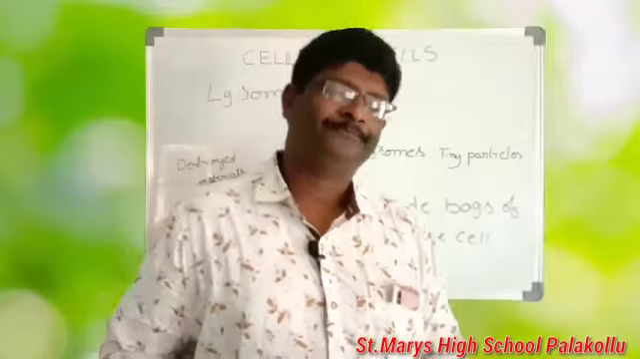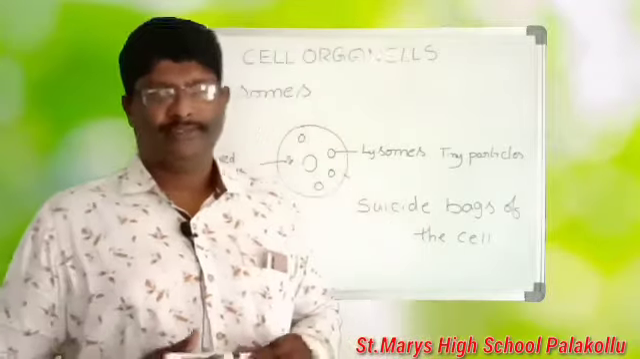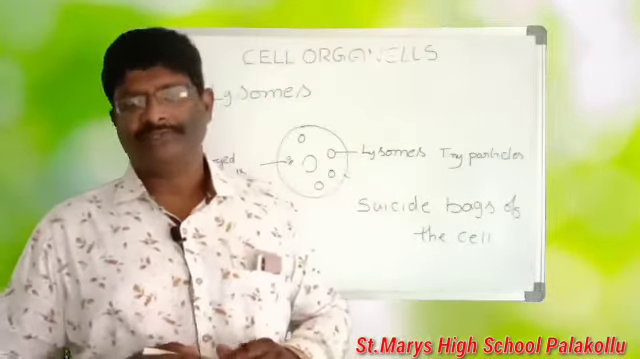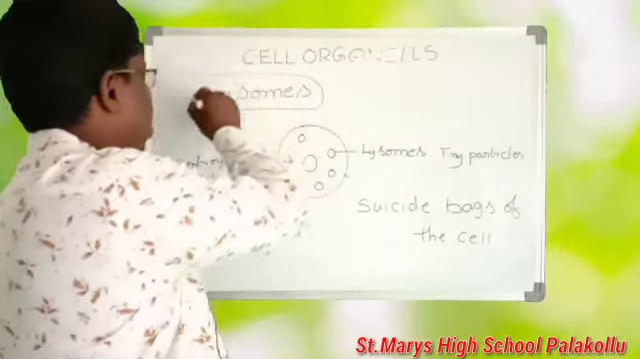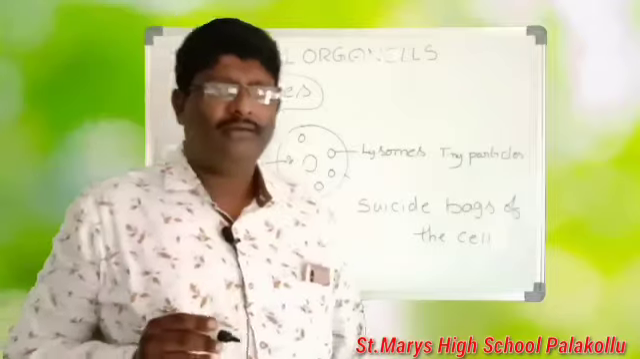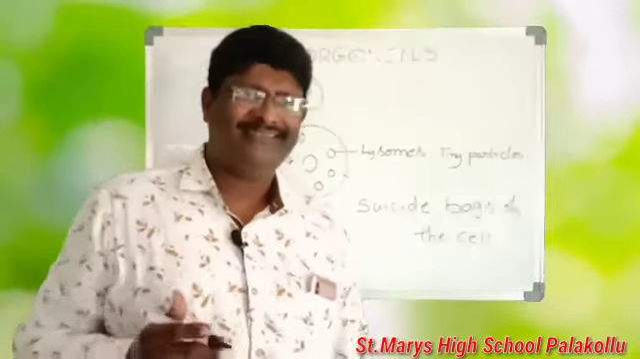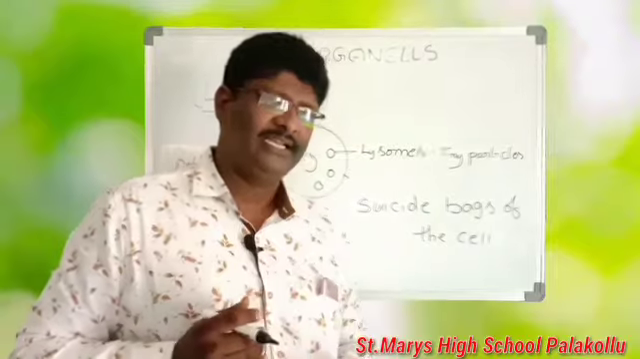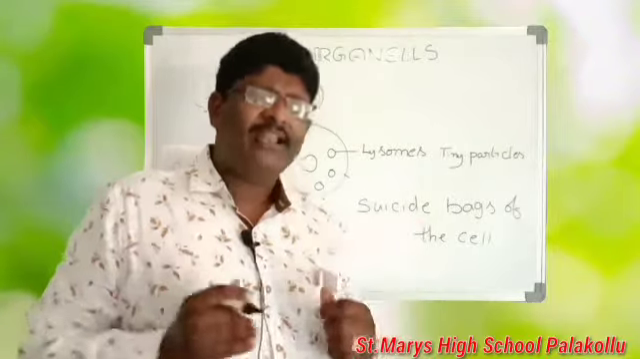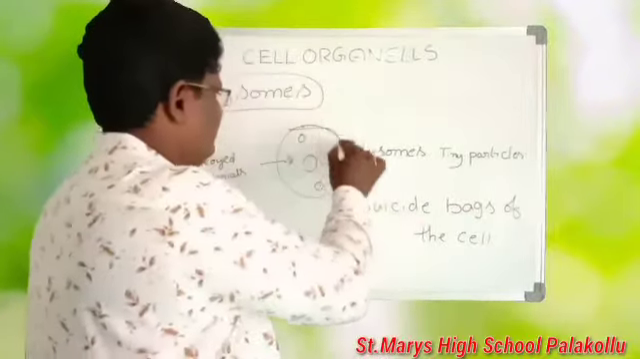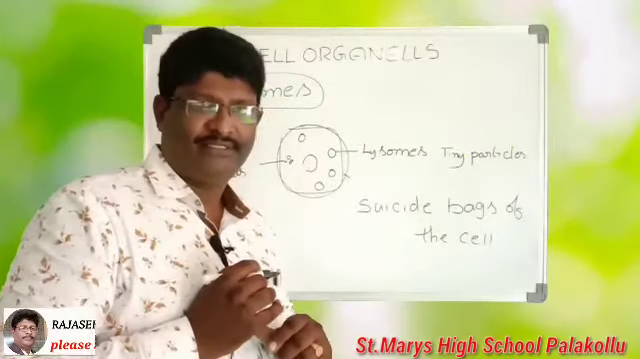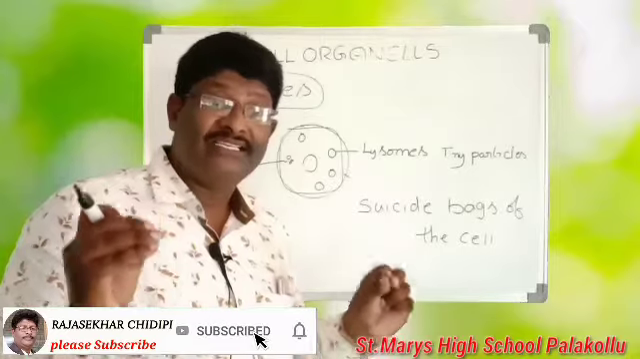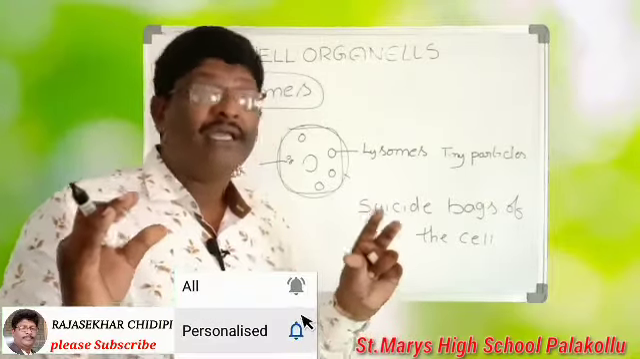The next organelle is called lysosomes. What is that? Scientists didn't understand at first. In the cell, there are some destructive enzymes, meaning enzymes that destroy the cell, they found in the cell.